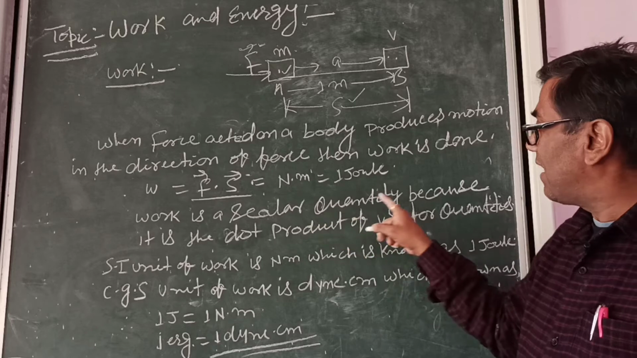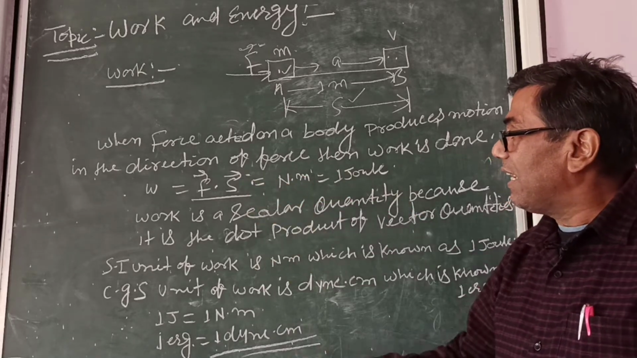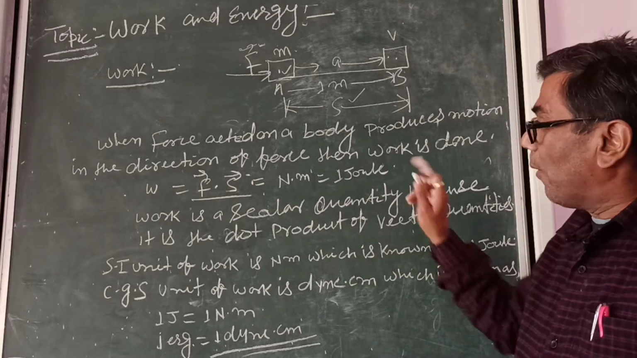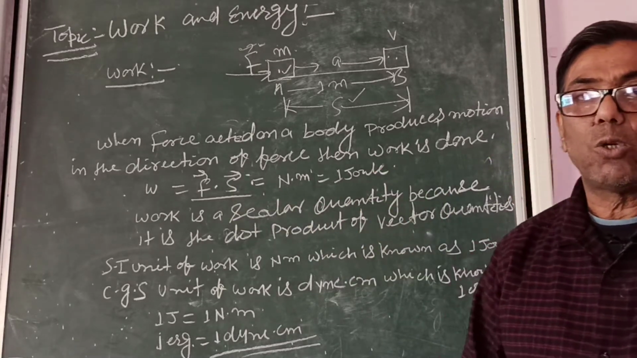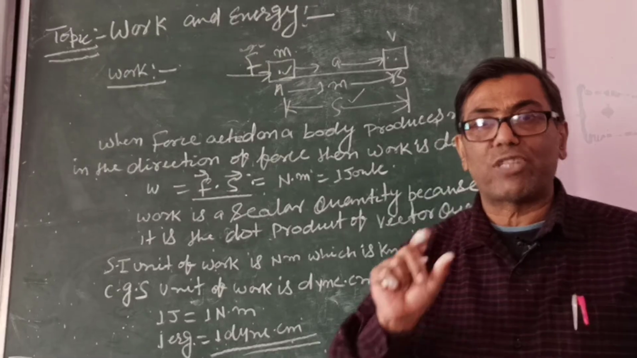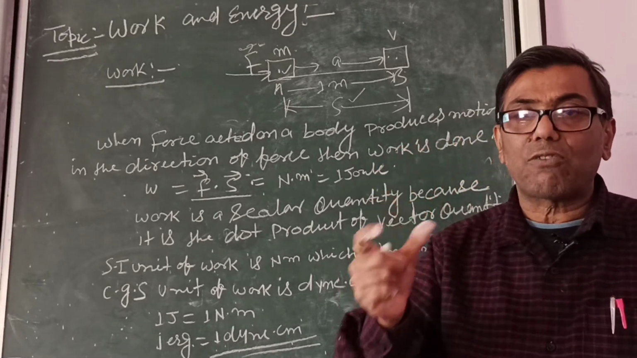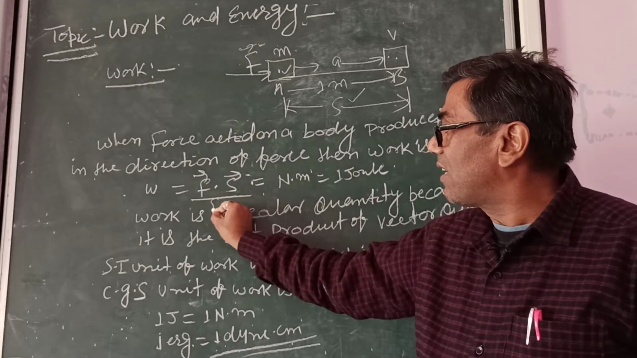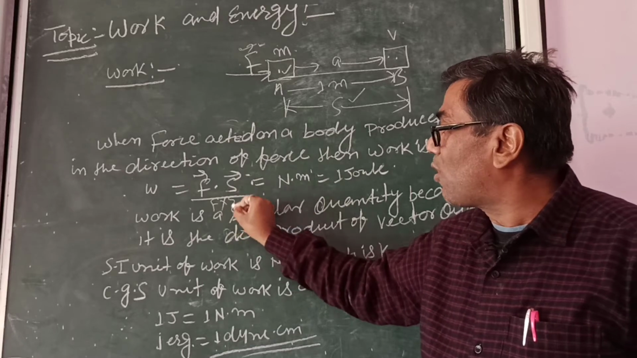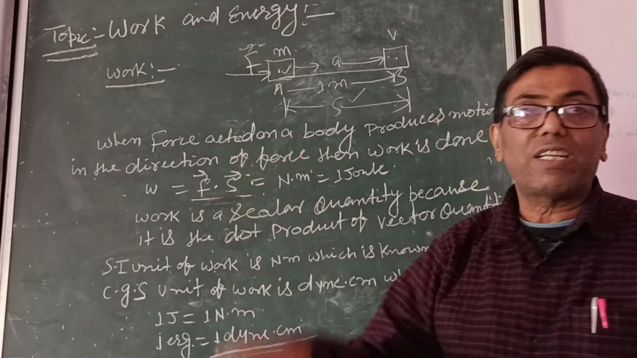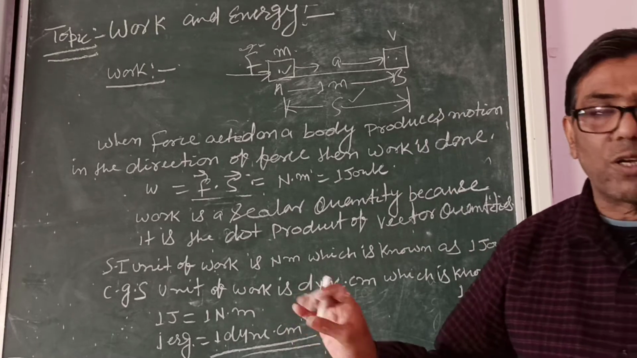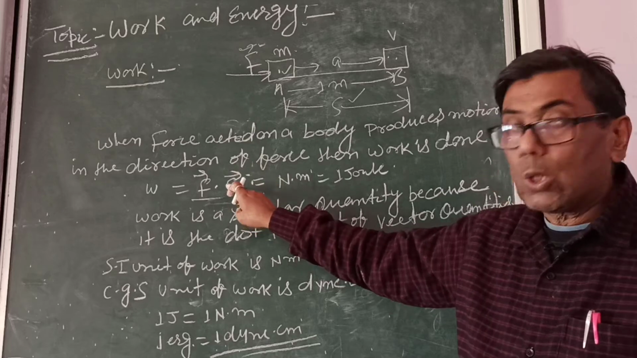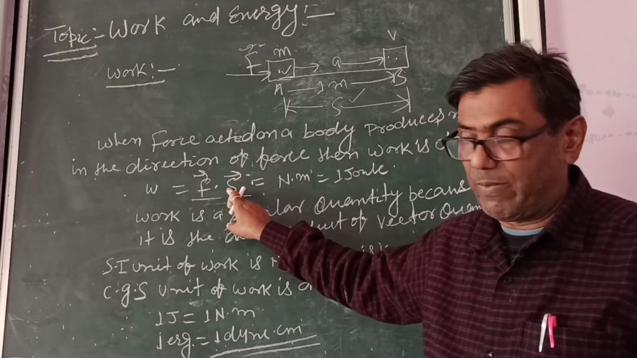Work is a scalar quantity because it is the dot product of vector quantities. This is the rule: the dot product of vector quantities produces a scalar quantity, whereas the cross product, F cross S, is not used for work. Work is the dot product of force and displacement.